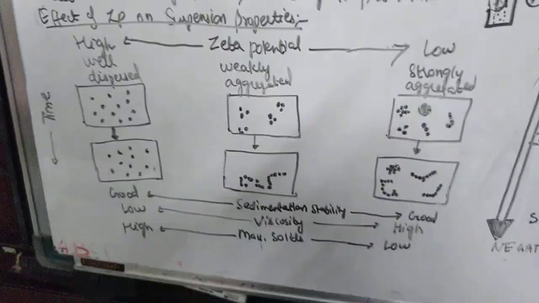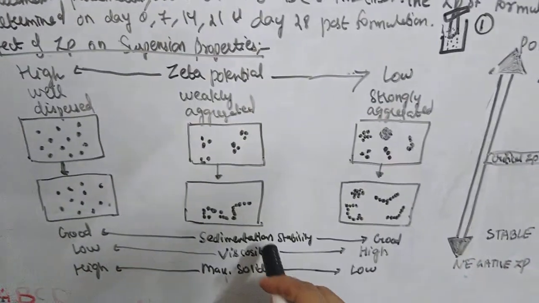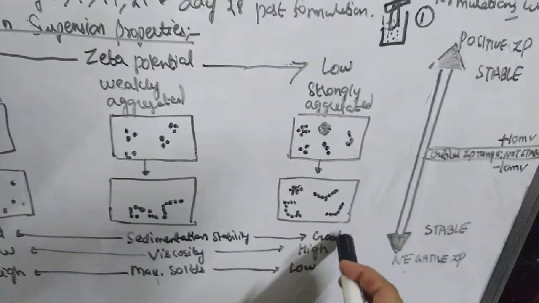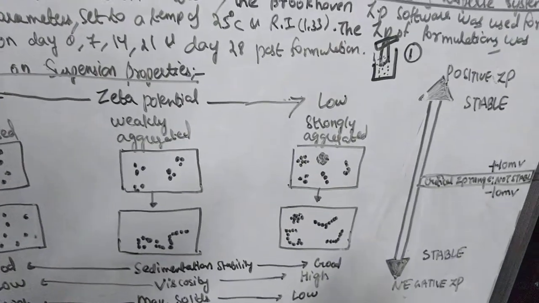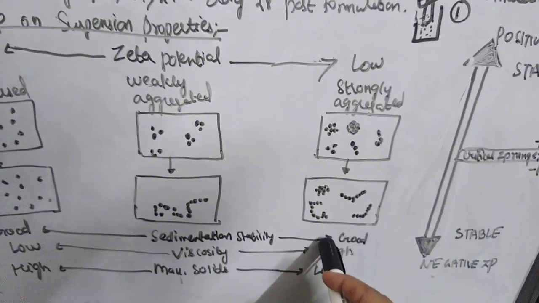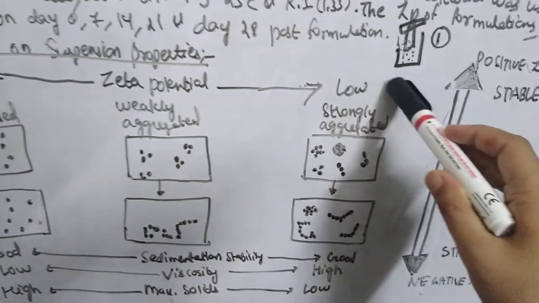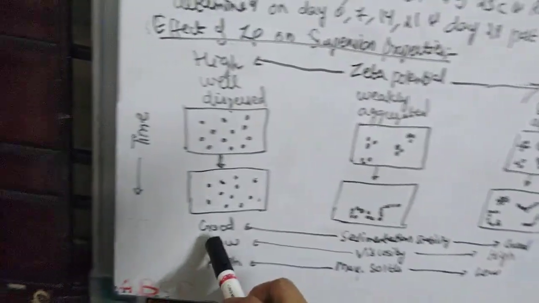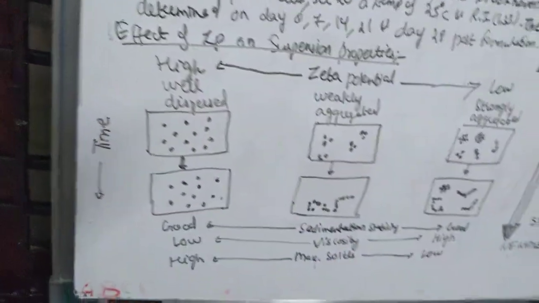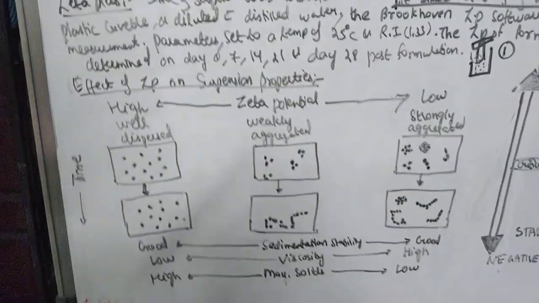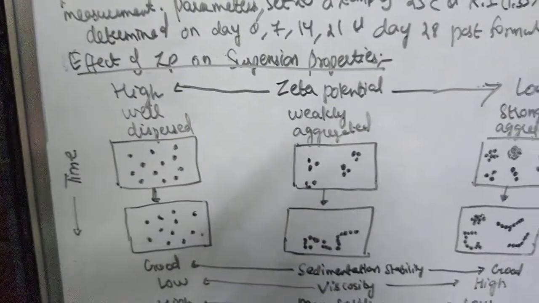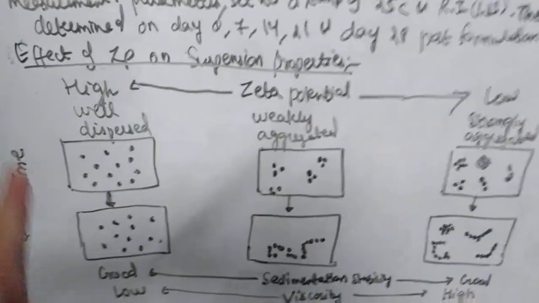So what are the parameters that will be affected by this zeta potential? Sedimentation stability. Sedimentation stability means these floccules will sediment very high. So sedimentation stability is good, and on gentle agitation they will redisperse properly. So your sedimentation stability is good even when the zeta potential is low and the system is strongly aggregated. And the sedimentation stability will also be good because the particles are individually remaining dispersed. So the rate of sedimentation will be decreased. Sedimentation stability will be more, but the rate of sedimentation is decreased in the dispersed system.